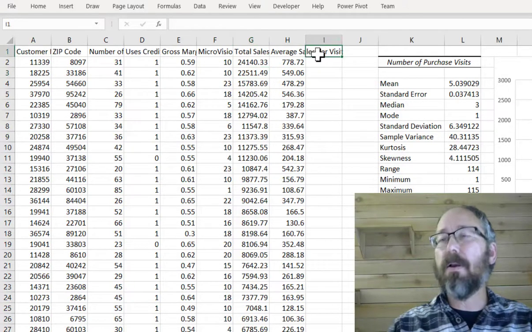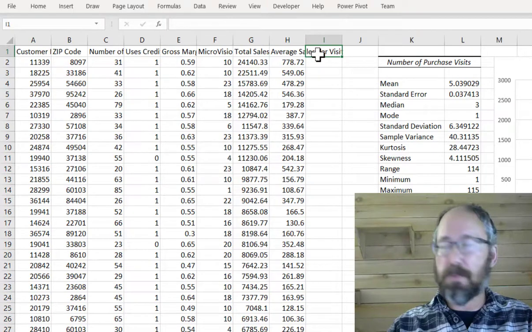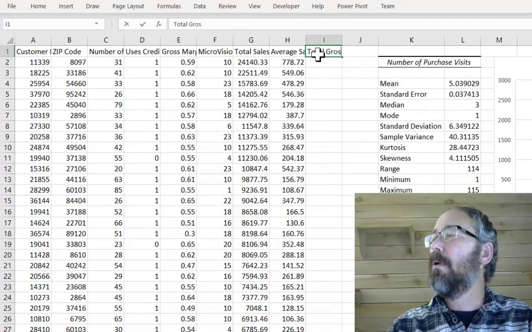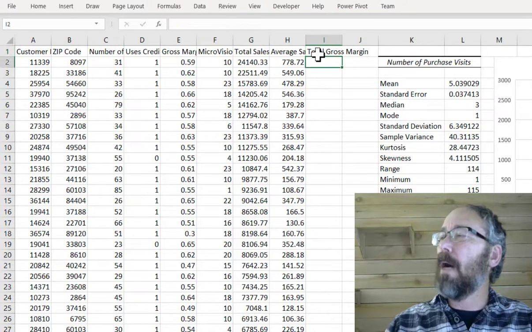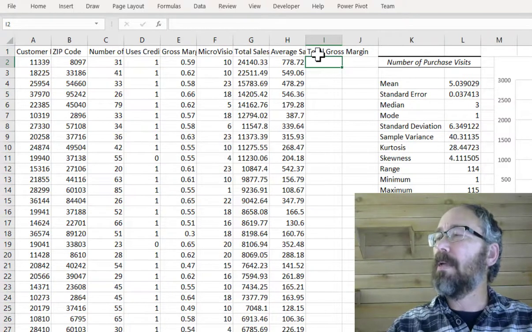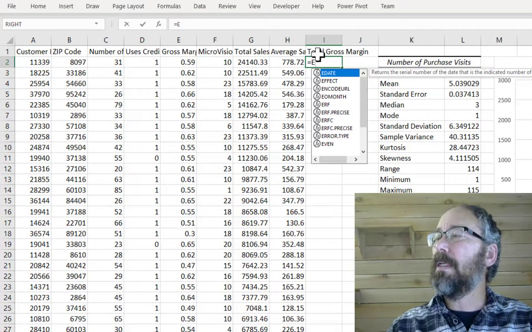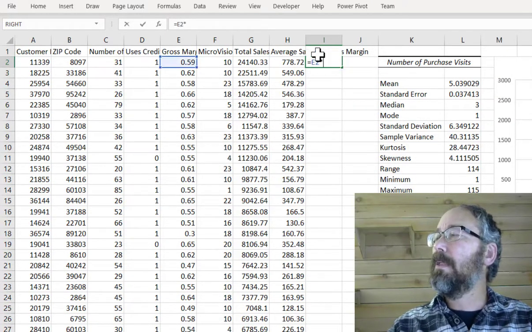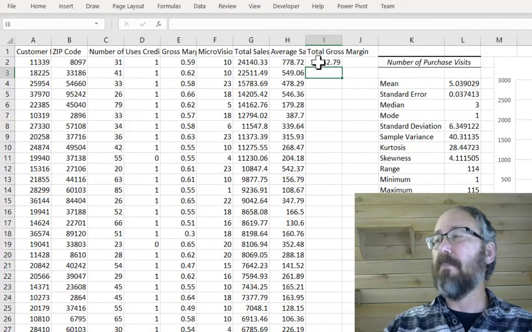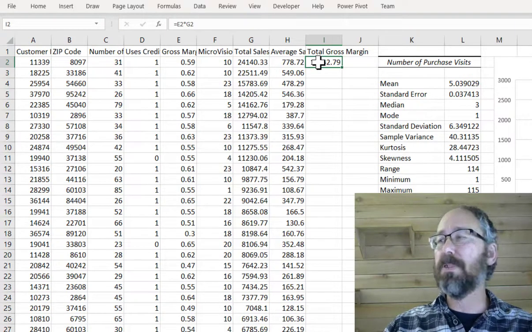So we can calculate a total gross margin for our customers and simply do E2 times G2, and we come up with that amount for that particular customer. And let's copy this down.